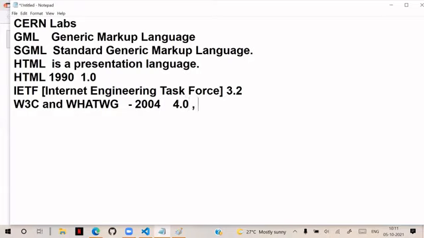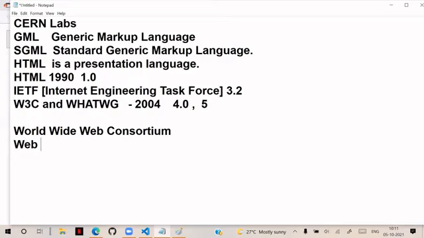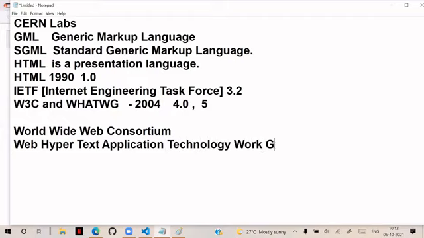After that, they released a new version, HTML5. HTML4 and HTML5 are all under the maintenance of these two groups: W3C, the World Wide Web Consortium, and WHATWG, the Web Hypertext Application Technology Working Group. These two are maintaining HTML now. HTML is the language that we are going to learn, and it is maintained by these two groups.